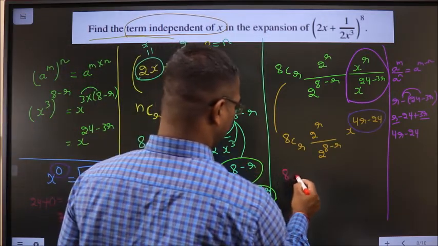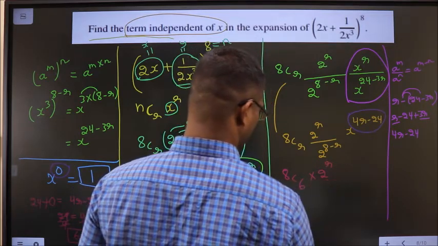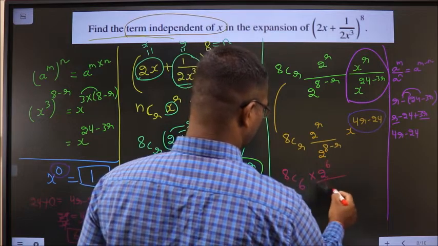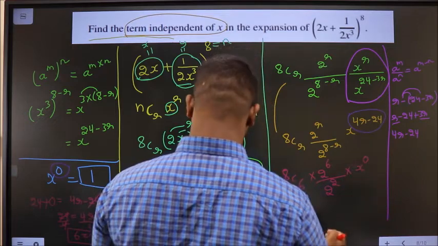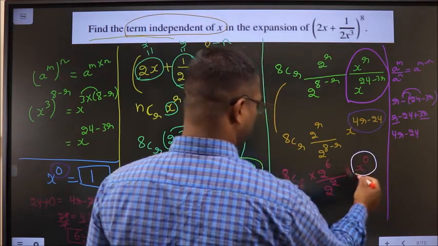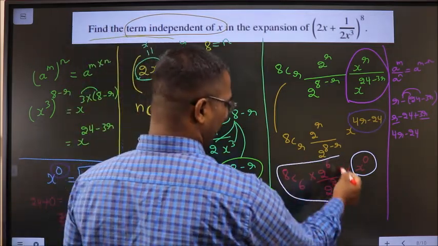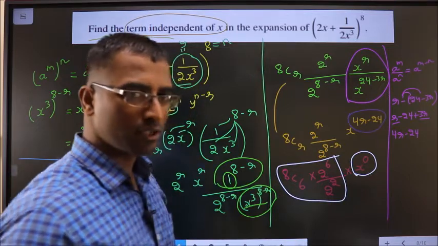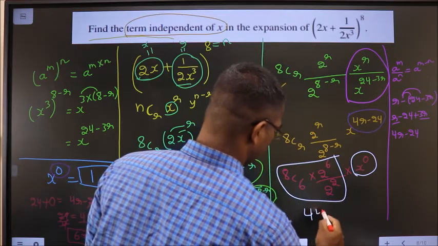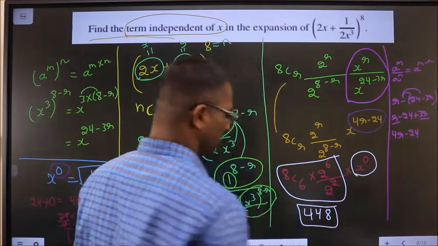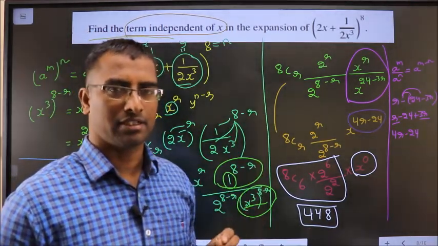So that will become 8C6 into 2^6 by 2^(8−6), which is 2, into x^0. x^0 is 1, so we don't write that. Put this entire thing at once in the calculator. You should get the answer to be 448. So 448 is the term independent of x in the given expansion. Okay.